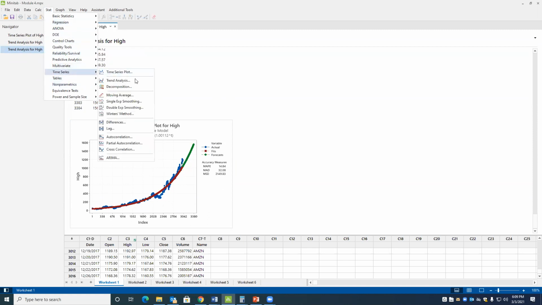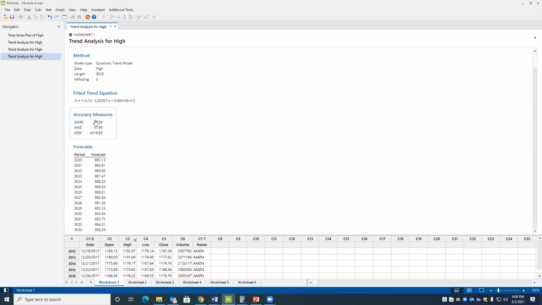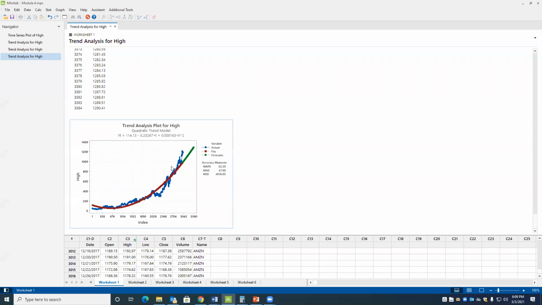Time series, trend analysis, and let's do the quadratic. In Options, we are not going to change anything. So here, this is the equation of the quadratic model. I'm just going to the bottom. Here you can see MAP, MAD, MSD. In the last one, exponential, we had 2000 something. MAP was 14 and 32. Here we have 32 and 47. This is also higher.